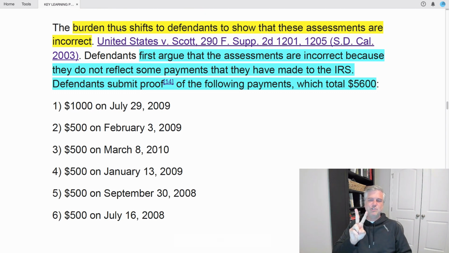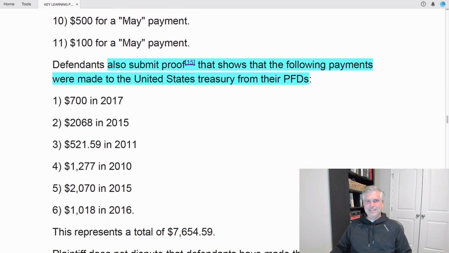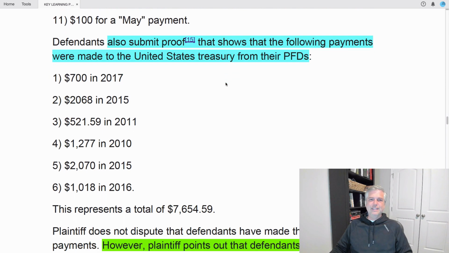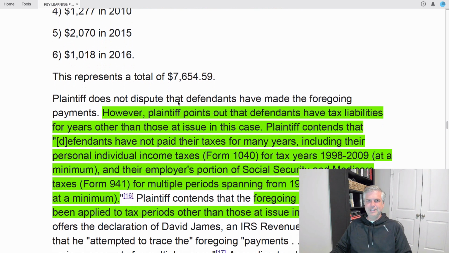And basically they have 2 arguments. Number 1 is, hey, we paid money and that's not reflected. It's a pretty good argument. And they say, look, we paid this money and our PFD, which is basically the annual money that people who live in Alaska get, has been either paid voluntarily or diverted to the IRS. And it adds up to a little under $8,000.